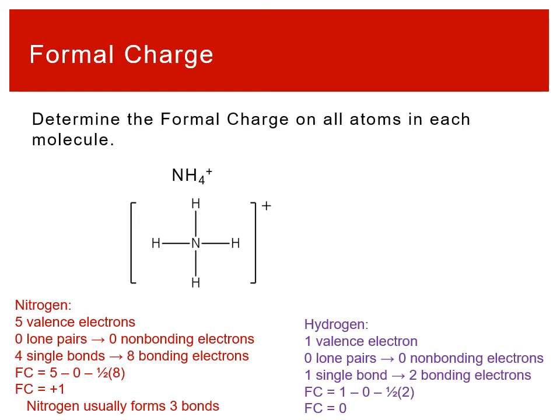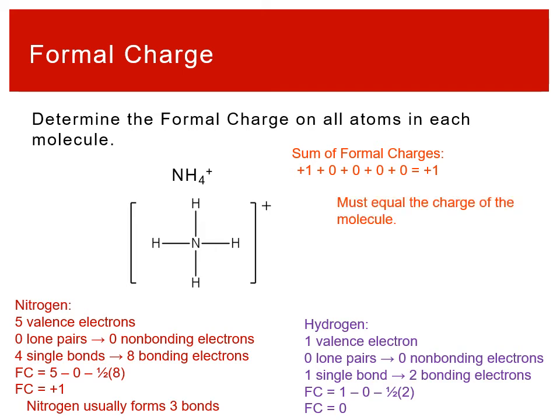So if we take a look at these formal charges and we add them up, it's +1 on the nitrogen and then zeros on all of my hydrogens. Overall, I get a formal sum of plus 1. And so one of the things I can see is that the sum of formal charges equals the charge of the molecule. NH4 plus is a positively charged cation, and if I sum up all the formal charges, it becomes plus 1. This is a way to check your formal charges.